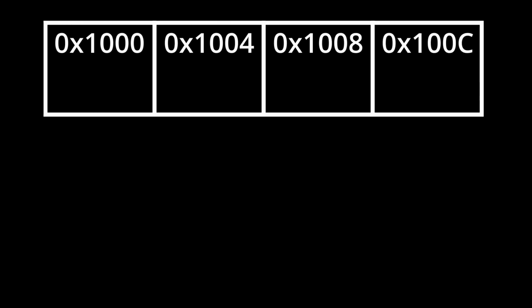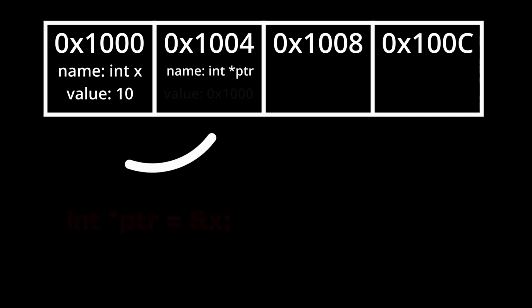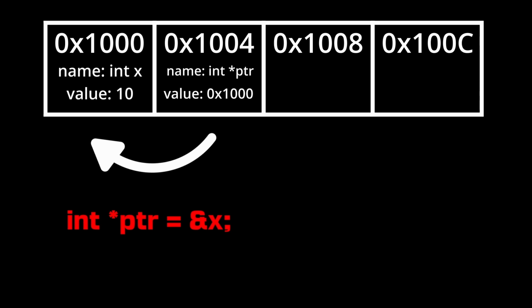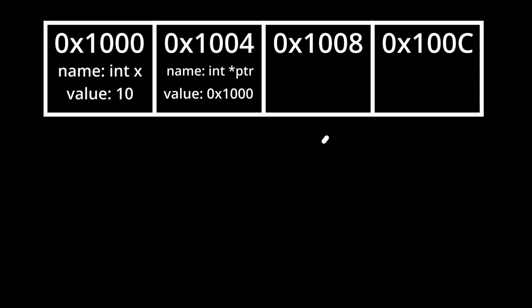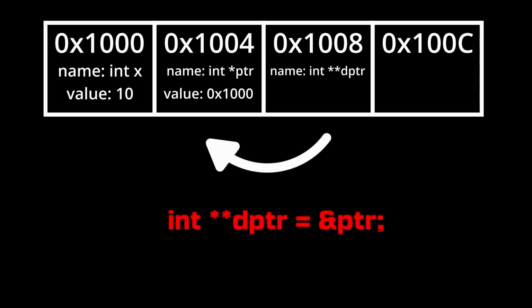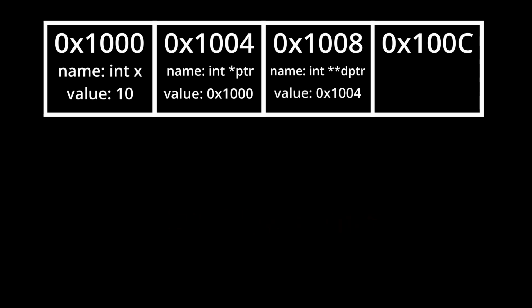If int x is stored at hex 1000 and our pointer is stored at 1004, then the value stored at 1004 is going to be hex 1000. If we set our double pointer stored at hex 1008 equal to our single pointer, then the value stored at hex 1008 would just be hex 1004. You can see how these are all linked together almost like a linked list, right?